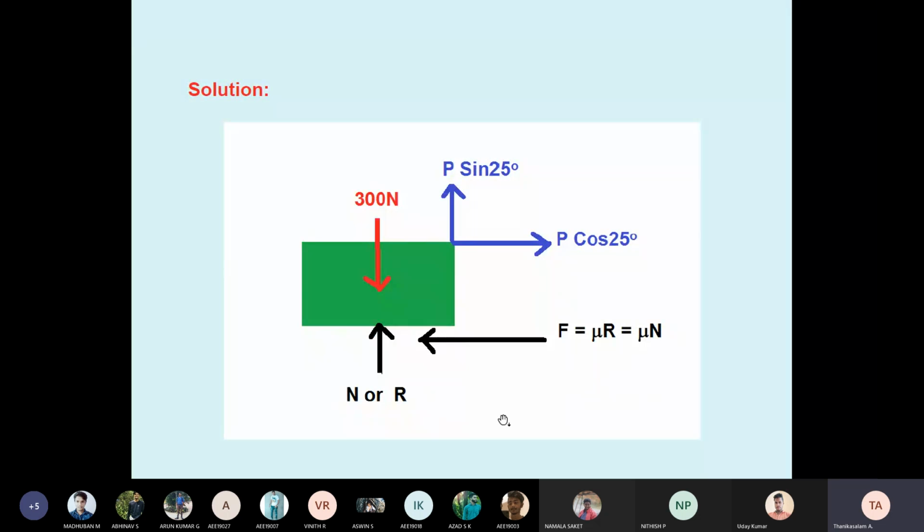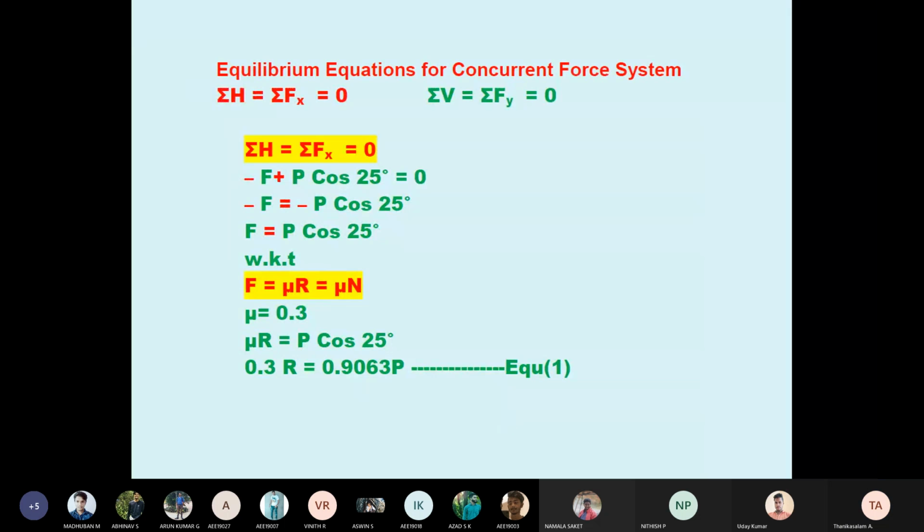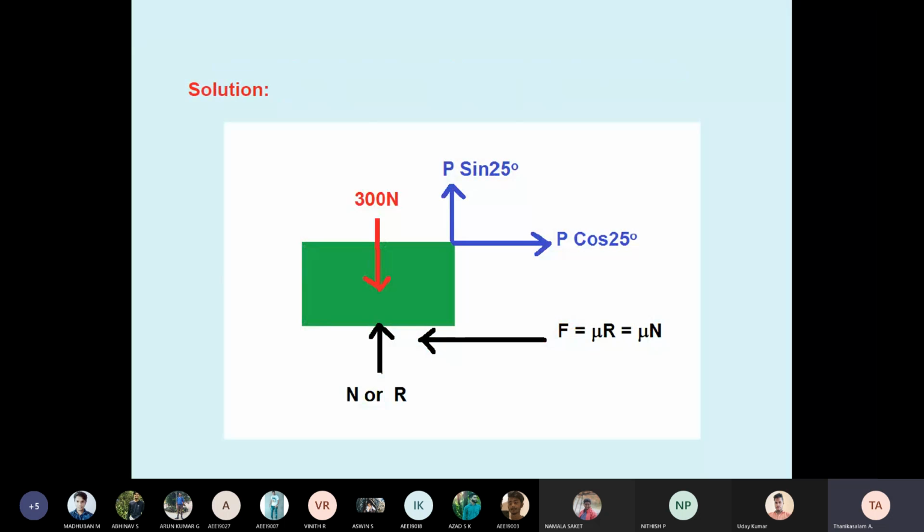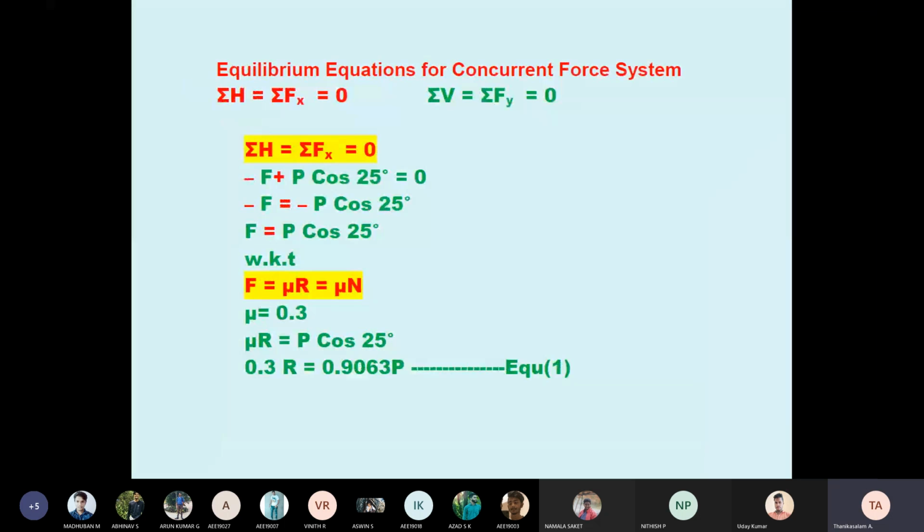We have the equilibrium equations. Summation of Fx equals 0, summation of Fy equals 0. So minus F plus P cos 25 equals 0. Take P cos 25 to the right side, therefore minus F equals minus P cos 25. Minus minus cancel, therefore F equals P cos 25. We know F equals mu R, and mu is already given in the question as 0.3. Therefore 0.3 R equals P cos 25.